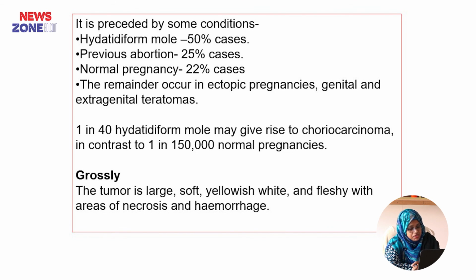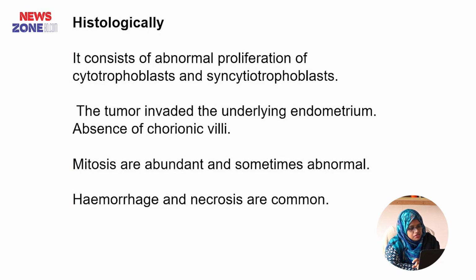Now come to the gross examination. Grossly, the tumor is large, soft, yellowish white and fleshy with areas of necrosis and hemorrhage. And histologically, it consists of abnormal proliferation of cytotrophoblast and syncytiotrophoblast, and the tumor invades the underlying endometrium, and there is absence of chorionic villi. Mitoses are abundant and sometimes abnormal. Hemorrhage and necrosis are common.